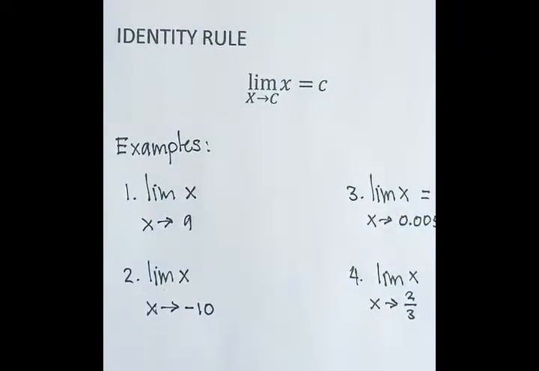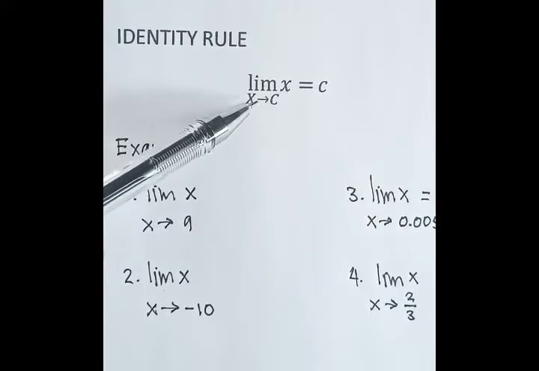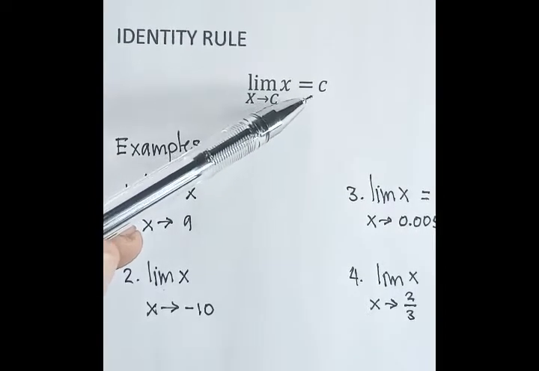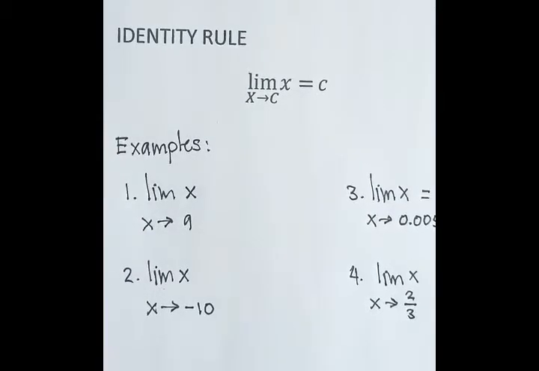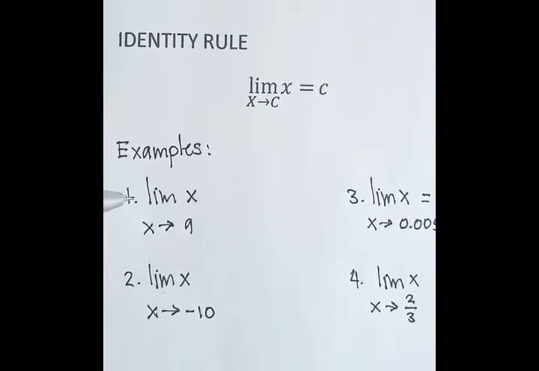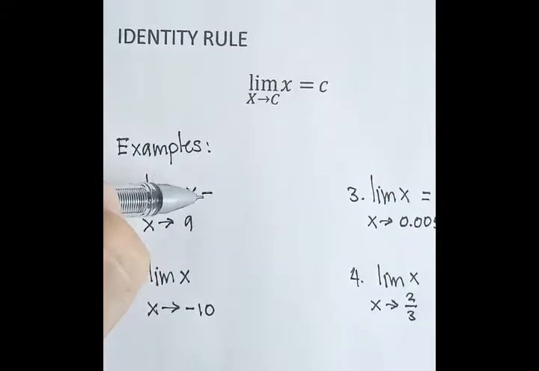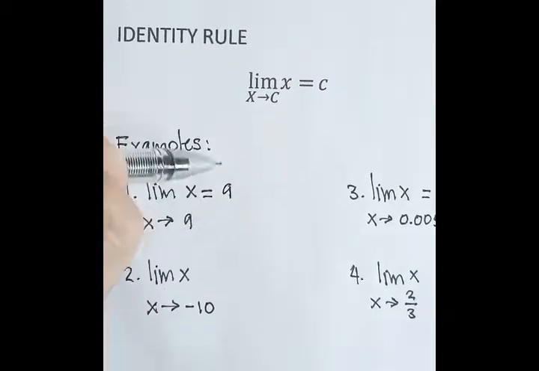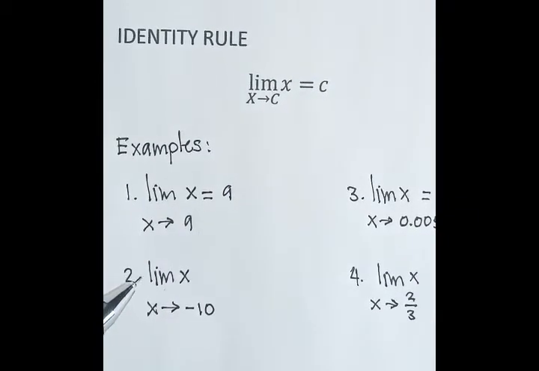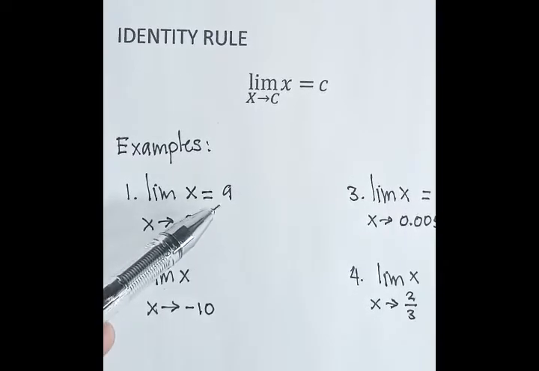Our next rule is the identity rule. It states that the limit of x as x approaches c is just equal to c. So we'll have some examples. The limit of x as x approaches 9 is equal to 9. This is the identity or simply the substitution law. Whatever constant x approaches, that is its limit.